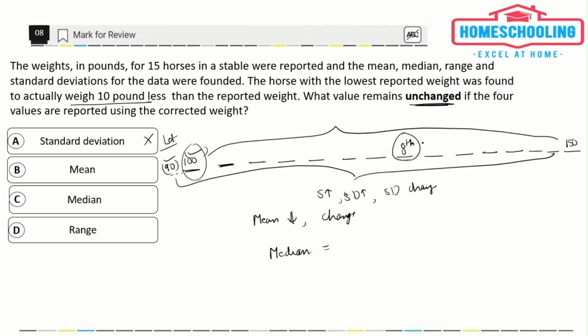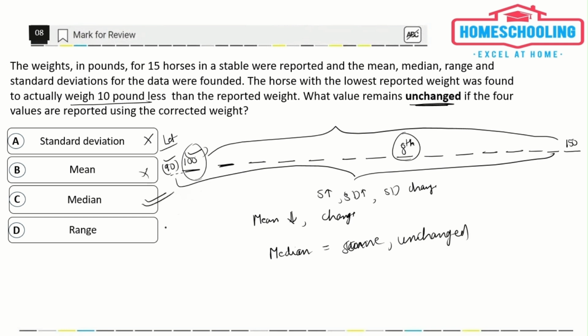Whatever the weight was previously when it was 100 pounds, it will remain the same when it is reduced 10 pounds less. So median will remain the same, hence unchanged. So option C is your correct answer.